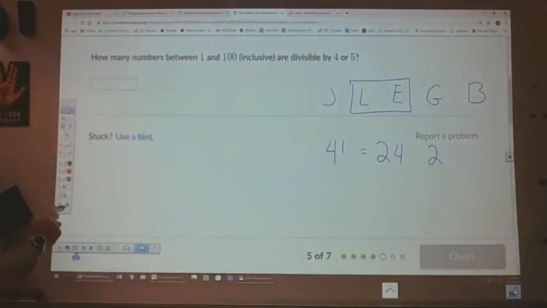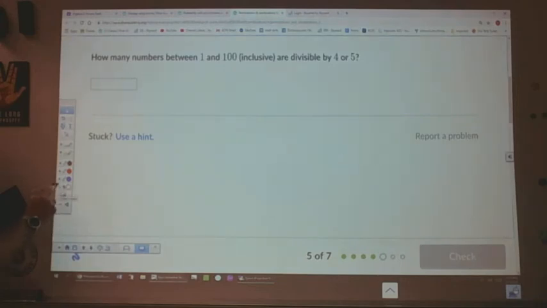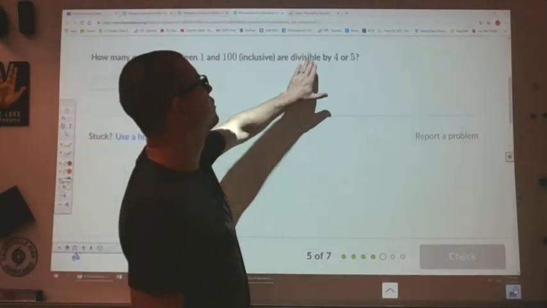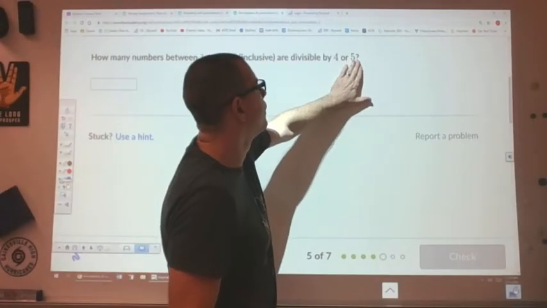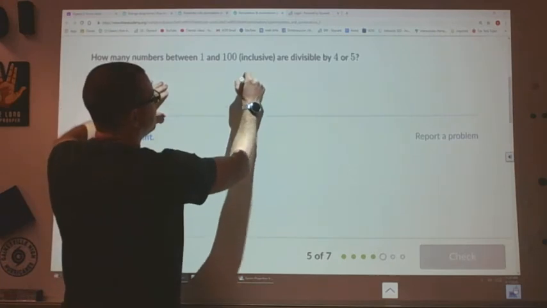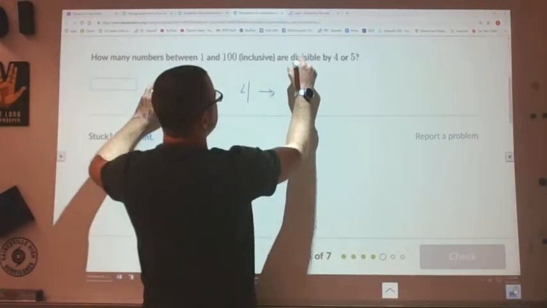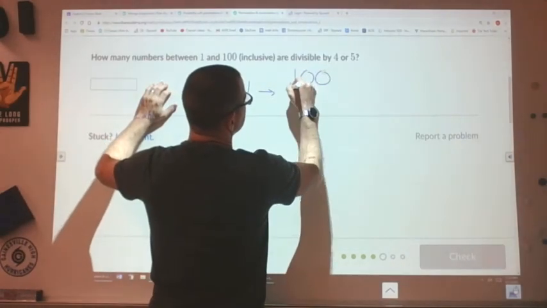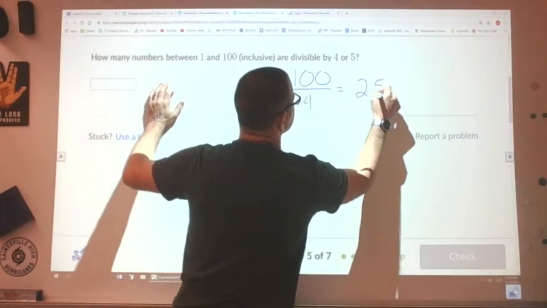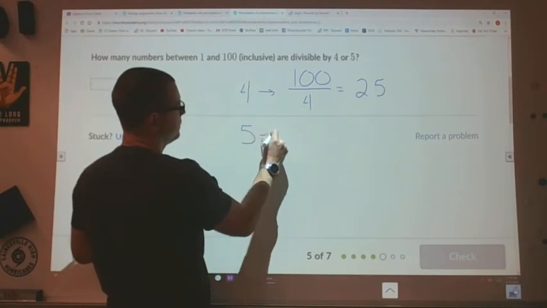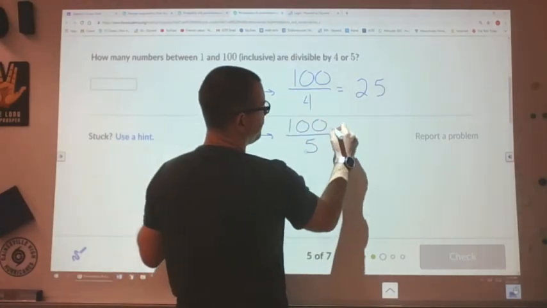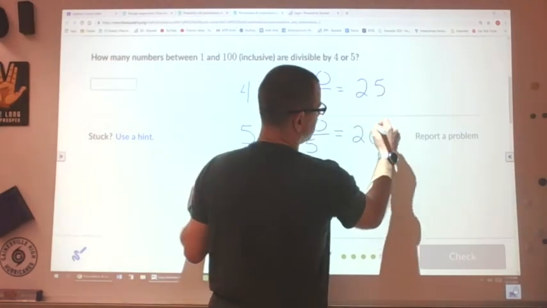This is the same. So for this one, it wants me to know how many numbers between 1 and 100 are divisible by 4 or 5. So 4 would be 100 numbers between 1 and 100 divided by 4, which is 25. 5 would be 100 divided by 5, which is 20.